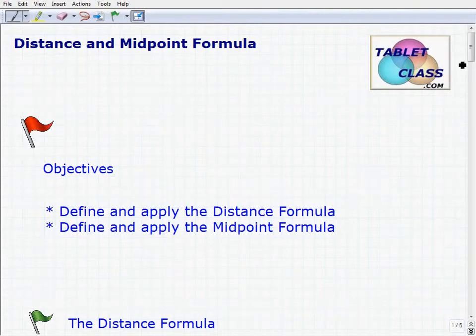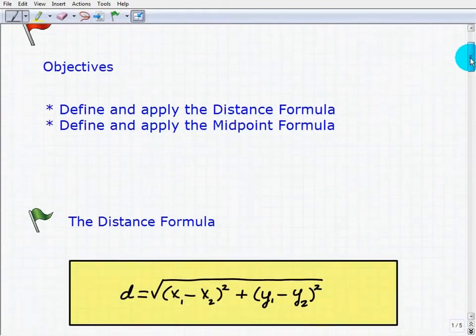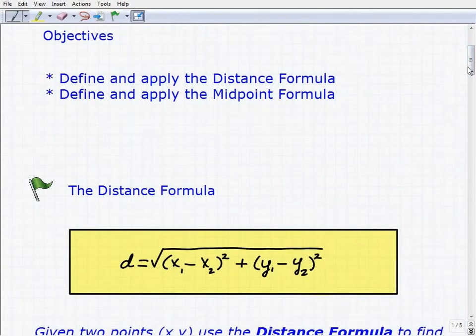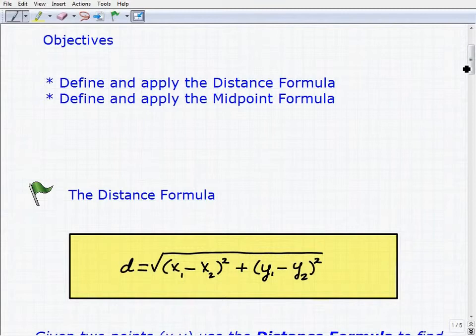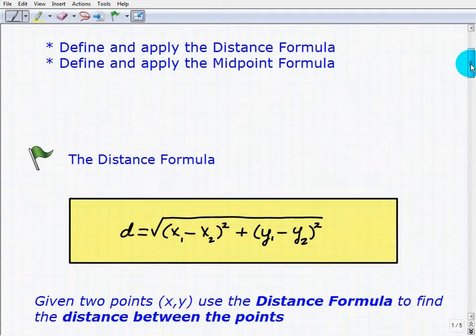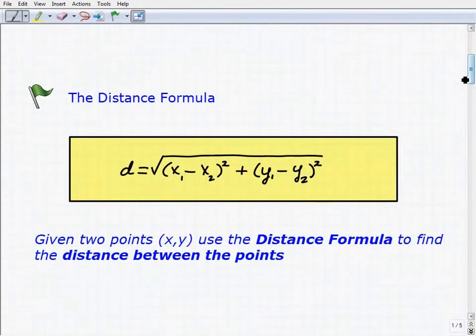The distance formula sounds like some sort of formula that's going to find the distance between 2 points, or 2 places, and it's exactly what it is. Now, here's the distance formula I have here in this rectangle. It looks a little intimidating, but it's really pretty simple to use. So go ahead and take a moment and write it down.